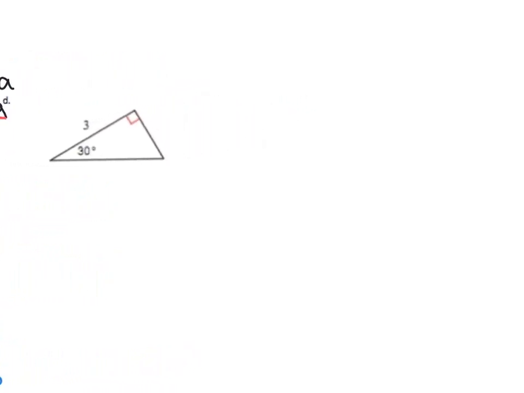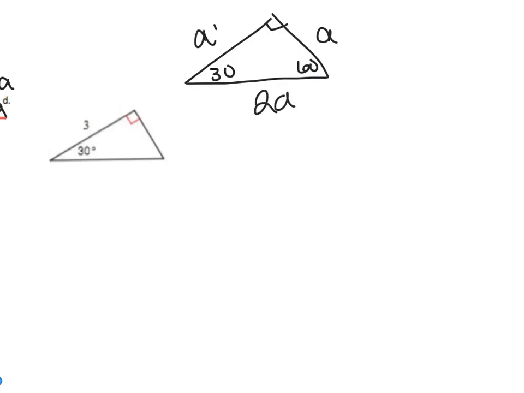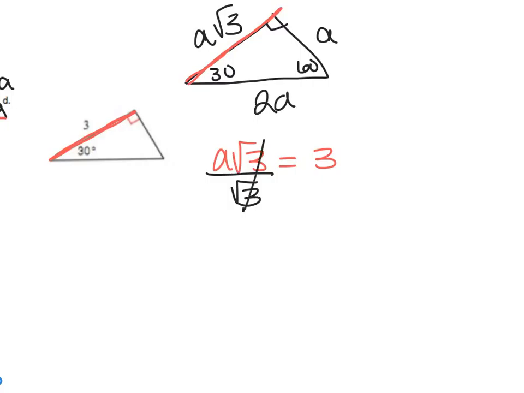Okay, take a look at one more example here for 30, 60, 90s. So 30, 60, a, 2a, a root 3. Okay, so the side that I have here is the side that's adjacent to the 30-degree angle, and that's the a root 3 side. So I'm going to say a root 3 equals 3. We're going to divide by root 3, cancel those out.